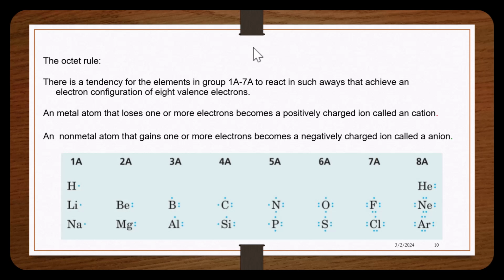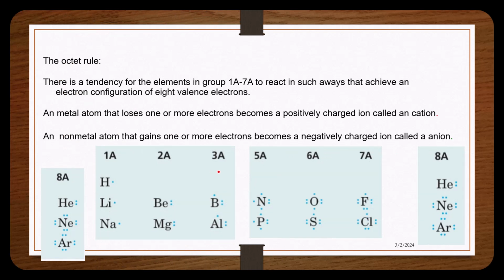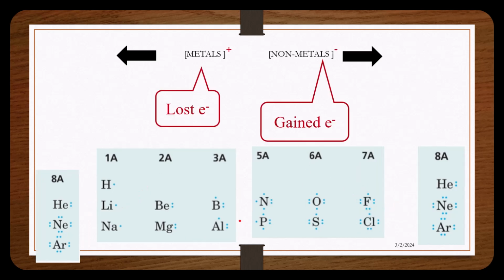A nonmetal atom that gains one or more electrons to become a negatively charged ion is called an anion. I want to take our table and break it up to illustrate an idea of what is happening. Lithium has 2 shells and 1 valence electron on the outermost shell, so it would lose an electron to reach the noble gas configuration of helium, and fluorine would gain an electron to reach the noble gas configuration of neon. So metals will lose electrons to become cations, and nonmetals will gain electrons to become anions.